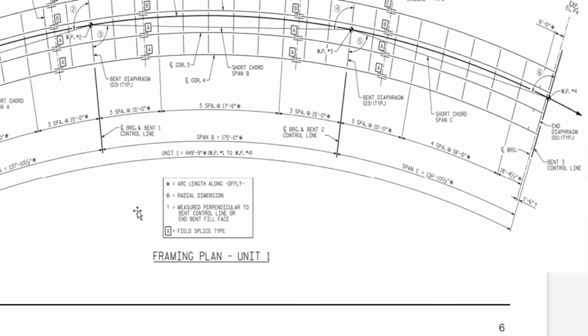So if we are using a curved bridge, we have to expect curved girders. And the curved girders framing plan has to have an angle. So there are control lines here. Control bent line number 3 and control bent line. So these are control lines wherein we can show our angles. Okay, we have angles.